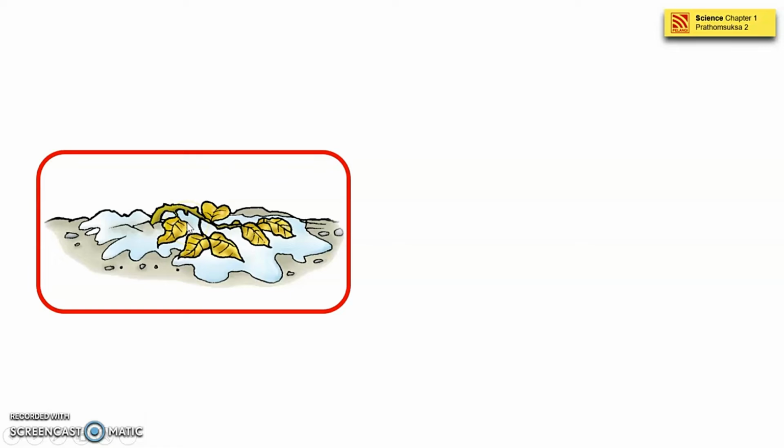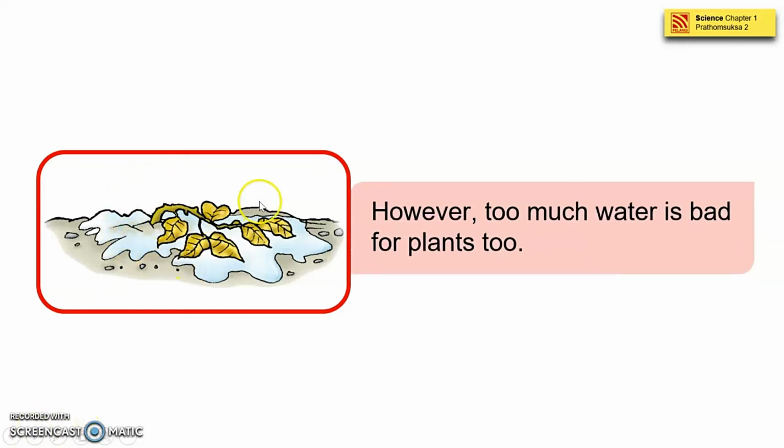Oh, look at here, the other scenario, other picture. This other picture has too much water. However, too much water is bad for plants as well. Because why? Because the plants are going to die. If too much or too little, it will die.